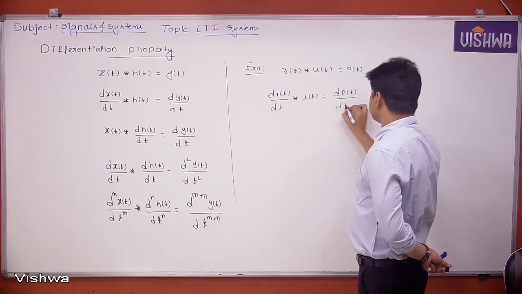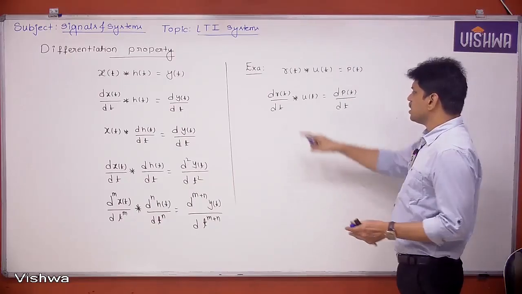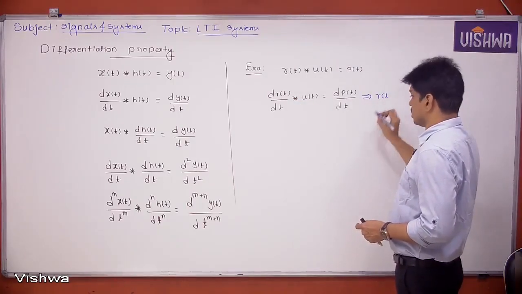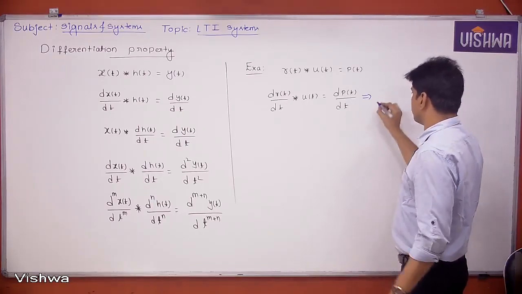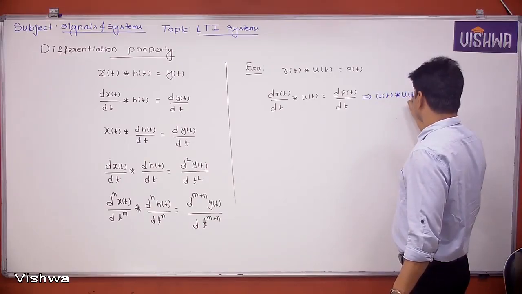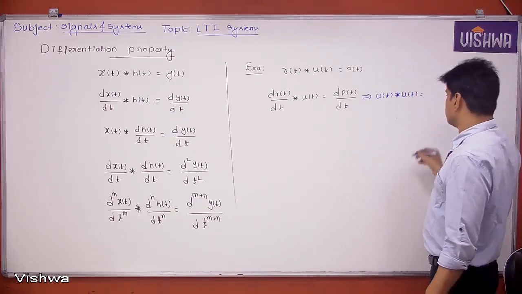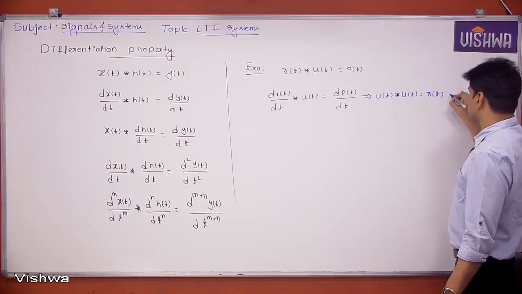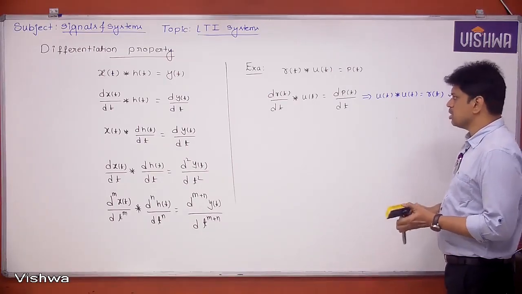So let's check it out. Is it true or not? Let's see. What is the differentiation of ramp function, which is nothing but r of t, sorry, u of t? Differentiation of ramp function is u of t, convolution with u of t. What is the differentiation of parabolic function, which is nothing but r of t. And we know this, u of t convolution with u of t is nothing but r of t. Is it exactly correct or not? Yes, it is satisfied.